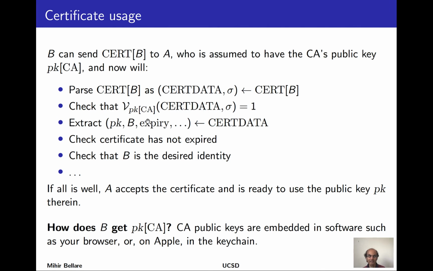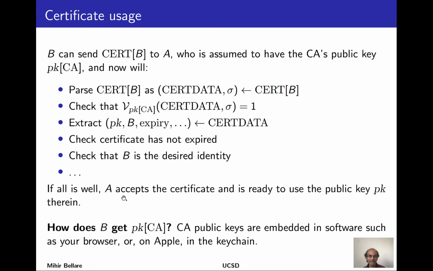Once that verification has passed, it extracts from the data all that's inside, and that'll give it the public key of B, the identity, expiry date, and so forth. It should check that the certificate hasn't actually expired, and also it should check that B is in fact the identity that it wants to connect to. So for example, if you want to connect to google.com, don't expect a certificate in which the identity is something different from that. Otherwise, of course, anyone can fool you into connecting to them.